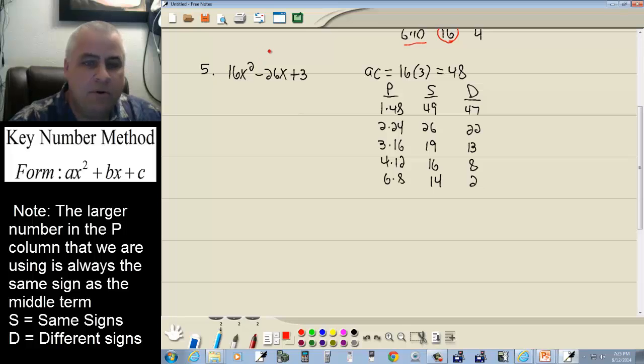The number we're looking for is the number in the middle term, which is 26, which is right here, which means we're going to use 2 and 24. Again, we're going to rewrite our middle term using those two numbers. The larger of 2 and 24 is 24, and it'll always be the same sign as the middle term. Middle term's negative, so the 24 will be negative. Now the number we circled is in the S column, S for same signs. Since 24 is negative, then the 2 has to be negative.